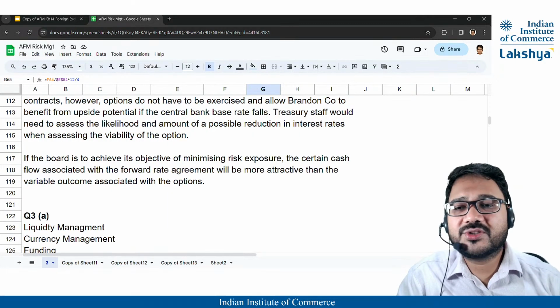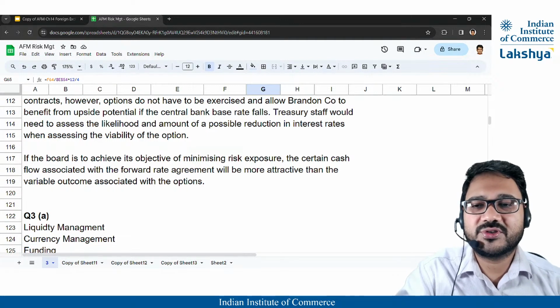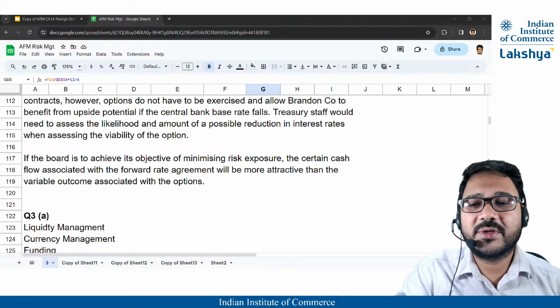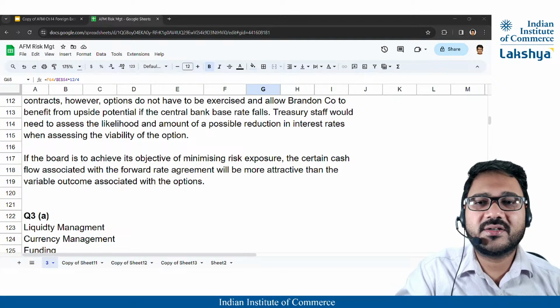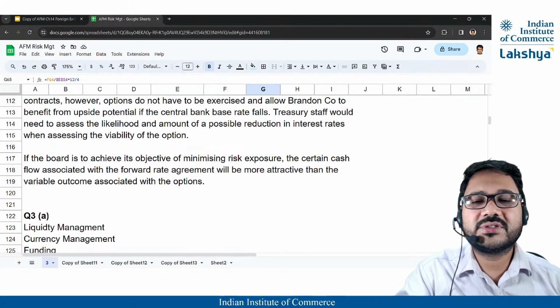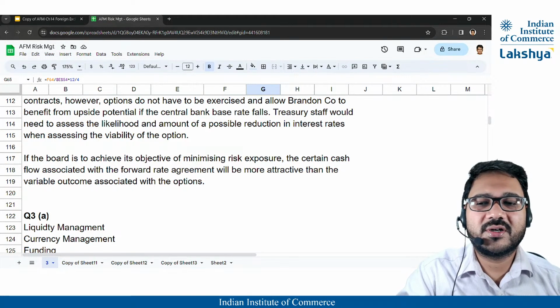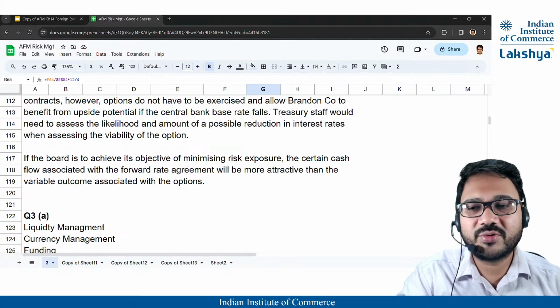If the board is to achieve its objectives of minimizing risk exposure, the certain cash flow associated with forward rate agreements will be more attractive than the variable outcome with options. So they are saying that since cash flow is a concern, forwards are better, because in options you would have to pay upfront, and also in futures you would have to pay.